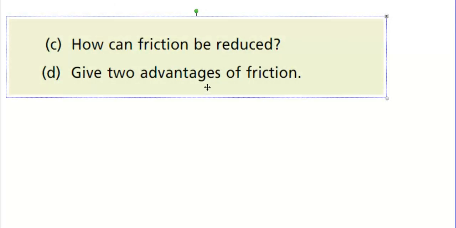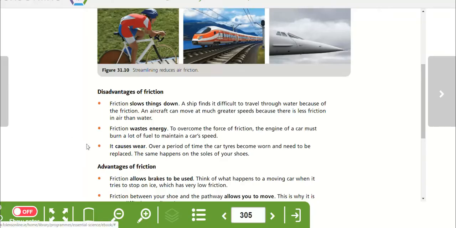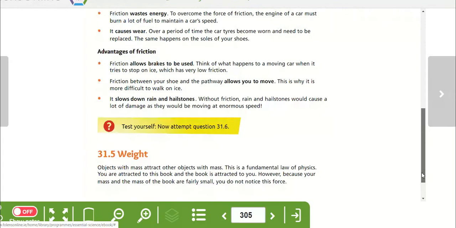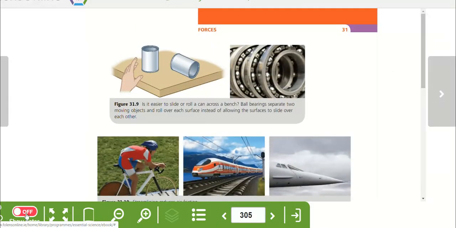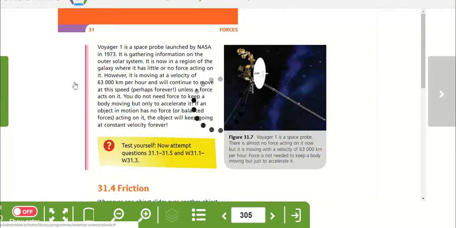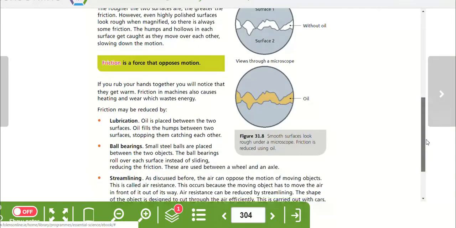How can friction be reduced? Well, let's see, how can friction be reduced? Well, we go back to the last page here, towards the very bottom.